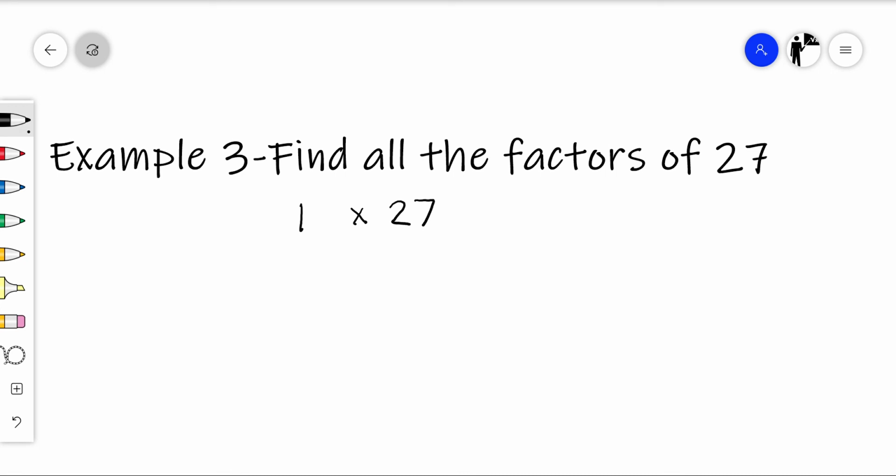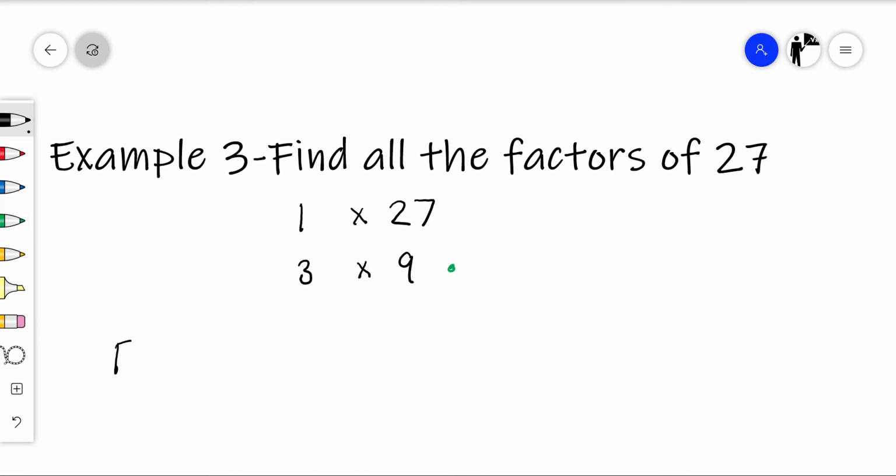Does 2 go into it? No. Does 3? Yes, because I know my 3 times table. I know that 3 nines are 27. Okay, let's go through our times tables and just check. Does 4 go into 27 exactly? No. 5, no. 6, no. 7, no. 8, no. 9, yep, but I've already got 9. Do you see how here I've already got 9 on this side of my chart, so therefore I stop.